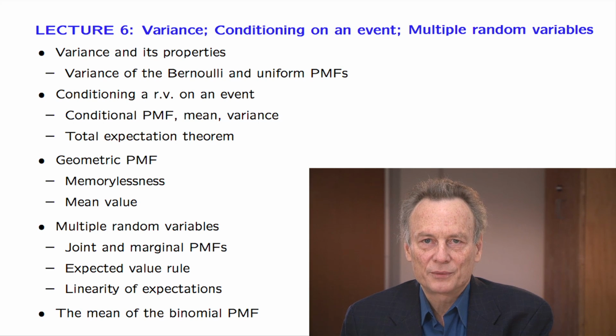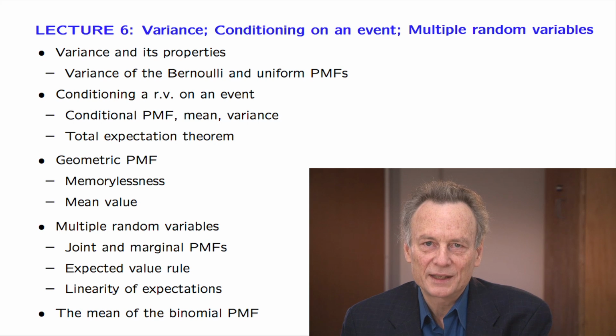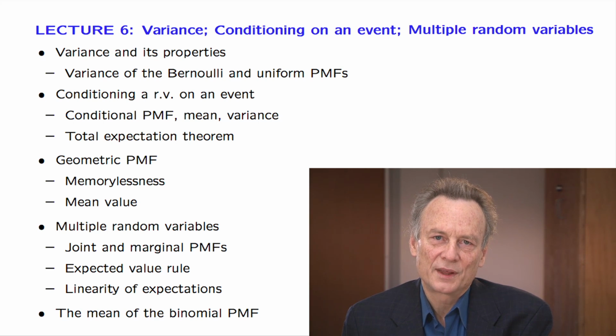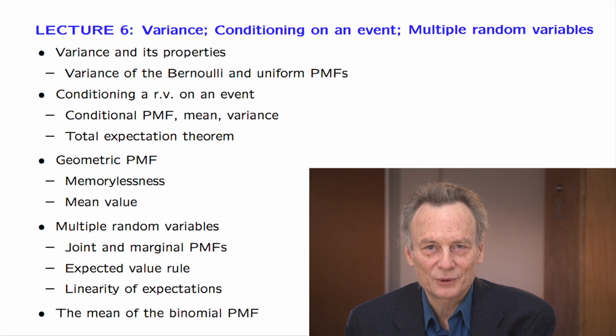This is a powerful tool that extends our familiar total probability theorem and allows us to divide and conquer when we calculate expectations. We then take the opportunity to dive deeper into the properties of geometric random variables and use a trick based on the total expectation theorem to calculate their mean.